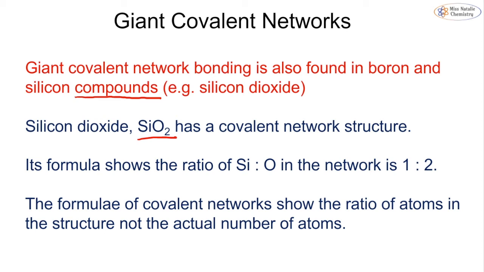It is not that we have one silicon and two oxygens, the way it would be for H2O. That is fixed, whereas the SiO2 is not fixed. It is simply the ratio. Okay, and that's very similar to what we've seen in ionic bonding.